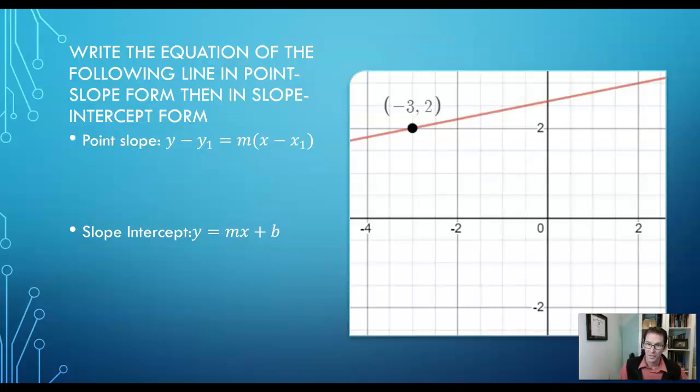So now I'm giving you the graph of a line, and we're going to do two things. We're going to write this in point slope form of a line, and then we're going to put that into slope intercept form of a line. So let's start with finding the slope. Here's a point where we cross at an integer value. This is the point -3, 2. And over here, we also cross at an integer value. This is the point 2, 3.